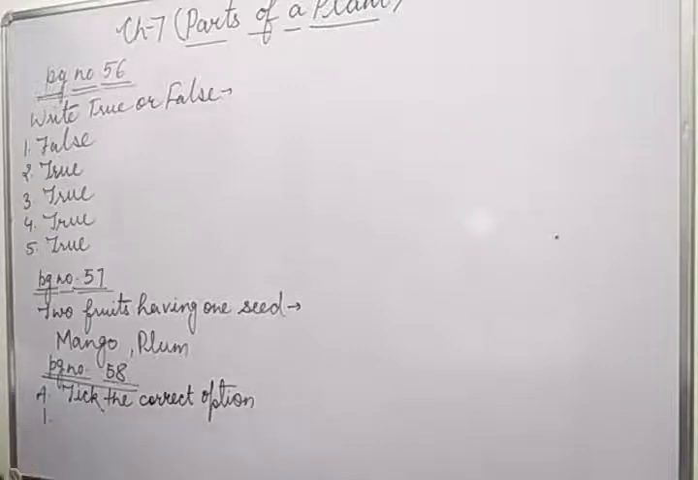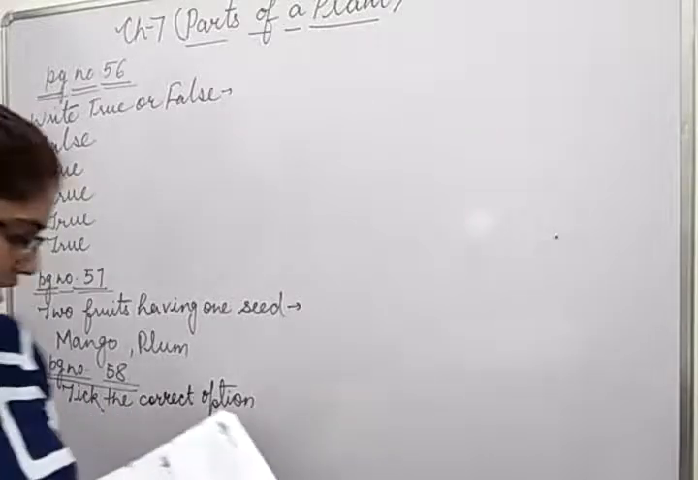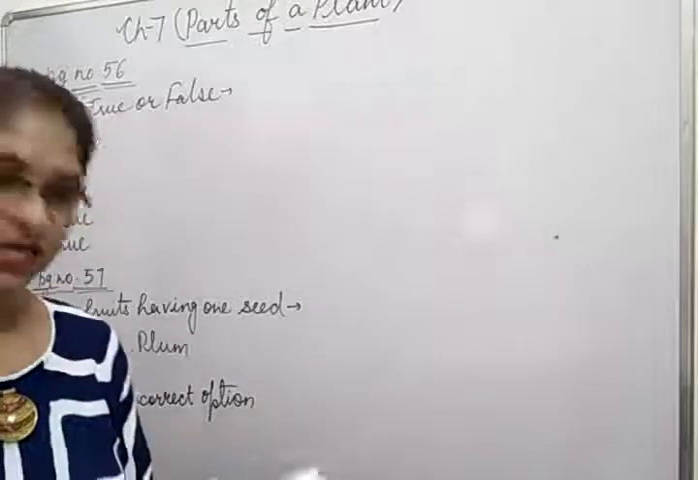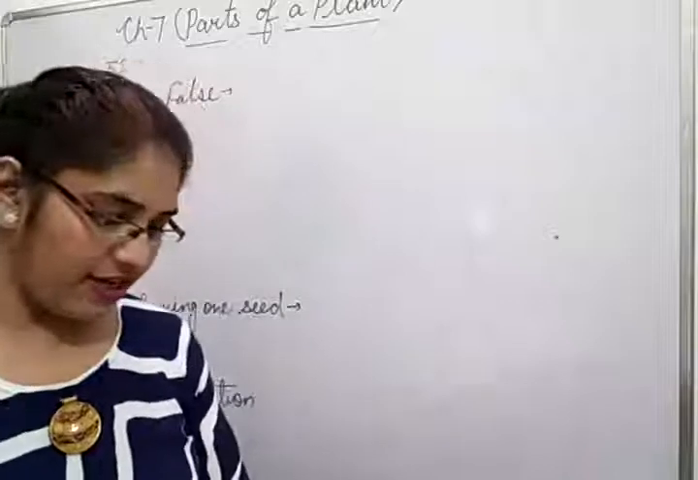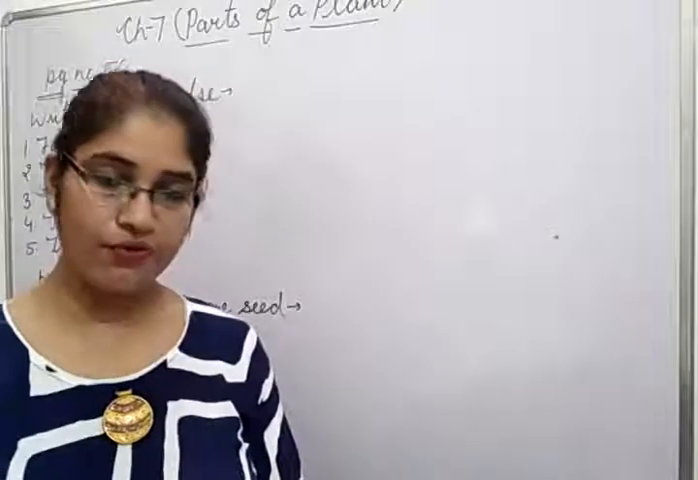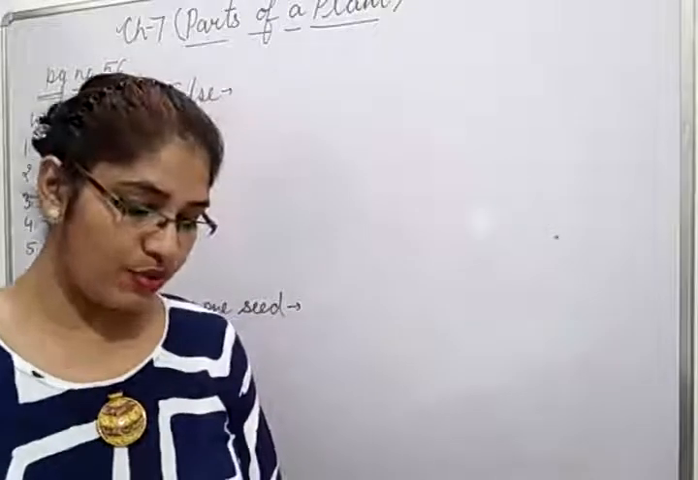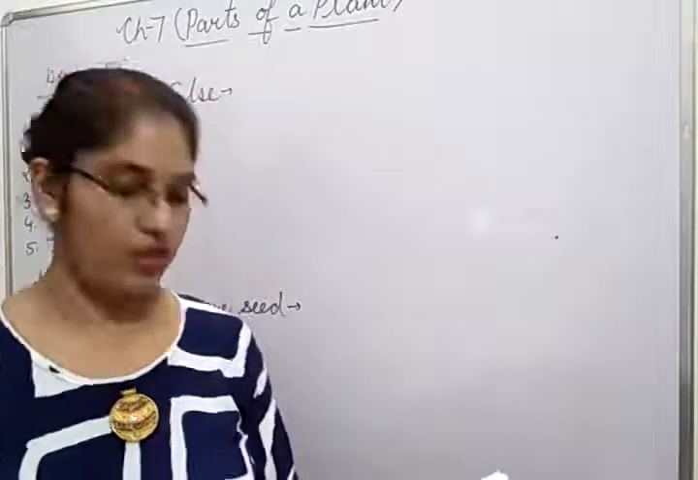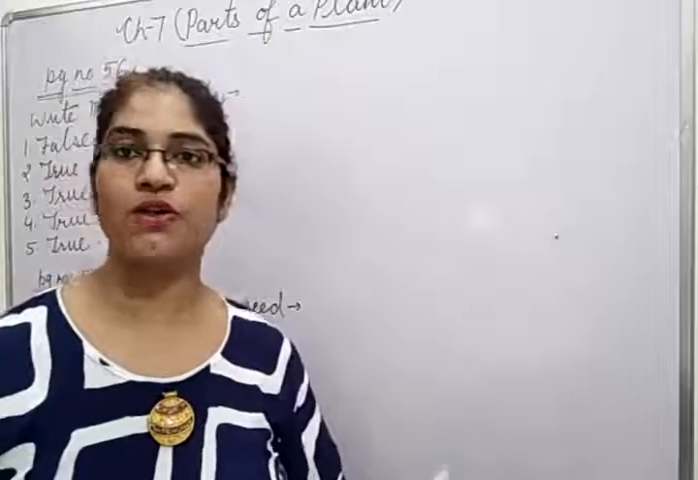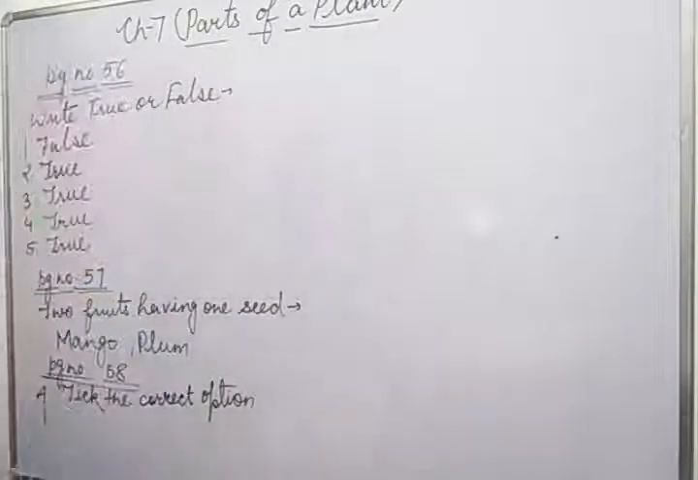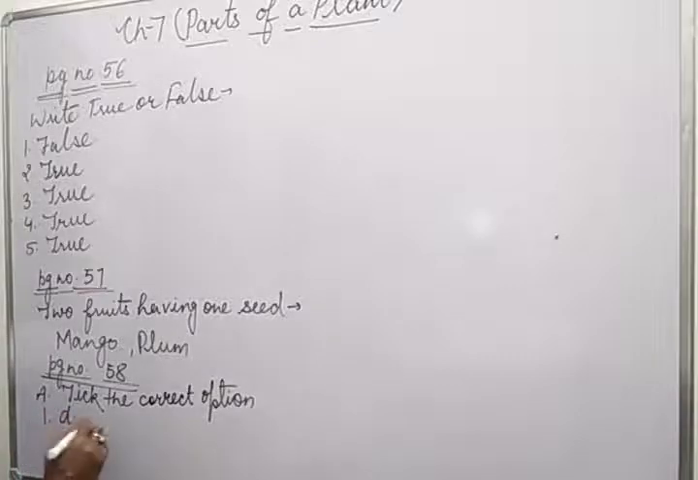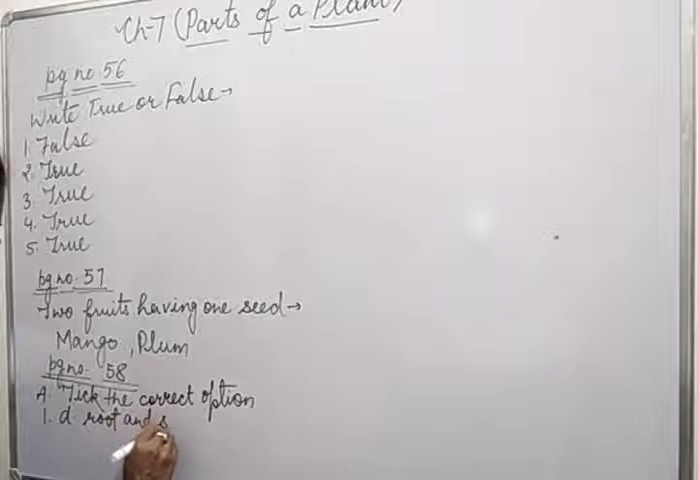What is question number 1? Two main parts of a plant are: is that fruit and shoot? Is that leaf and shoot? Is that fruit and root? And the last one is root and shoot. So the last option is correct, that is root and shoot. So you have to pick the D option, root and shoot.